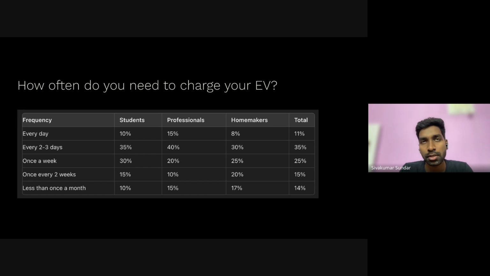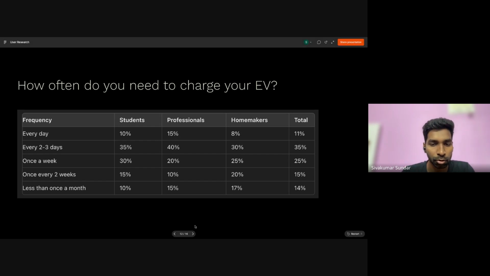This is what we call a survey. It is one of the research methods where you collect data. You can also do two things: go talk to the users directly, and also send out Google Forms where they fill in all this information, and you collect it. Based on this, we decide what features are important for the users. So, how often do you need to charge? This is the answer that we got.